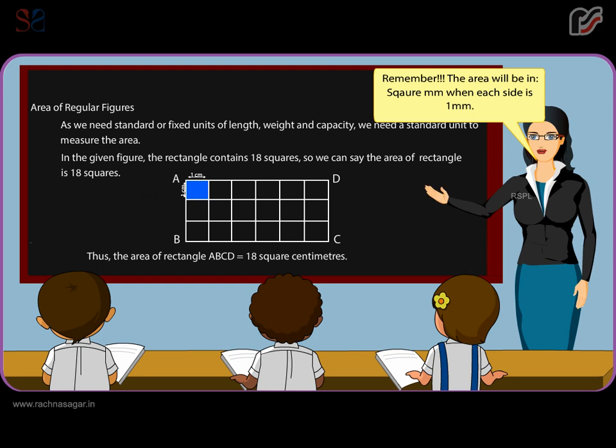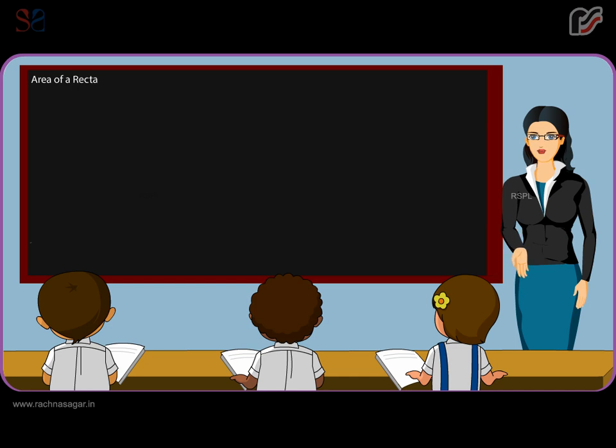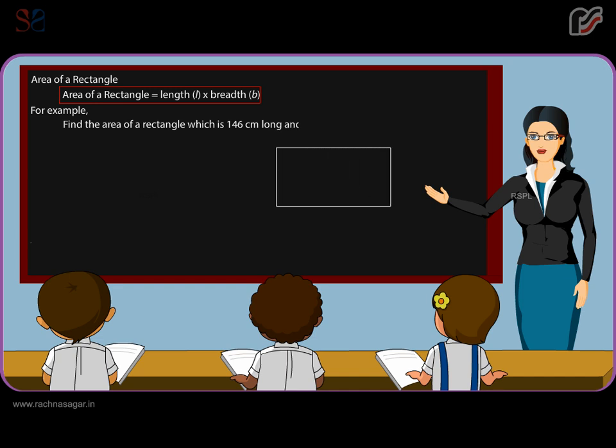Remember, the area will be in square millimeter when each side is 1 millimeter, square centimeter when each side is 1 centimeter, square meter when each side is 1 meter. Area of a rectangle. Area of a rectangle is equal to length into breadth. For example, find the area of a rectangle which is 146 centimeter long and 72 centimeter broad.